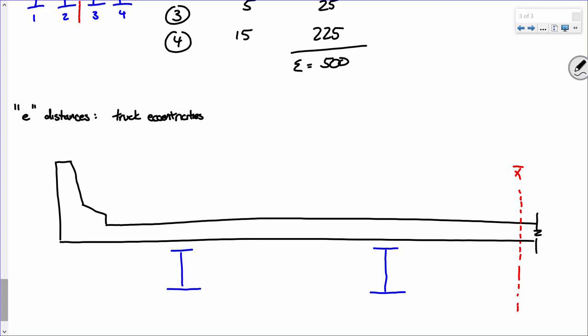I go 2 foot over, right? 2 foot over, and then my truck goes there. Remember that? So 2 foot from the edge of that barrier. So I put one wheel right here, and then another one about right here. This is truck 1. Make sense? And this was 0.5. This was 0.5. So far, so good?